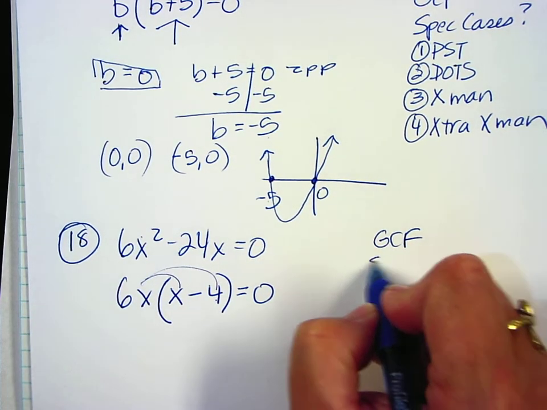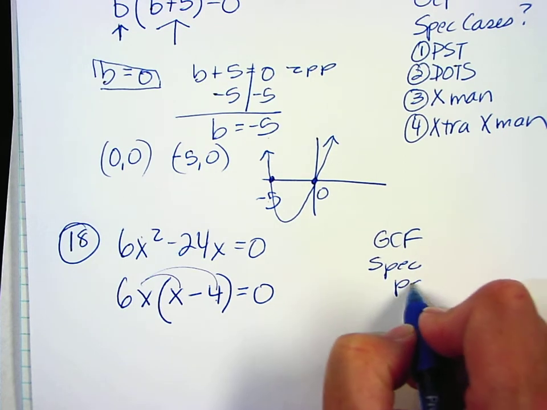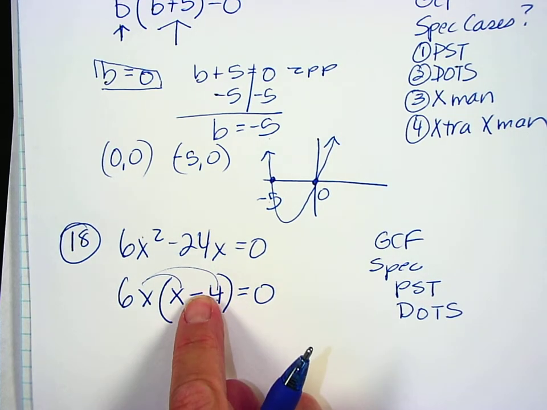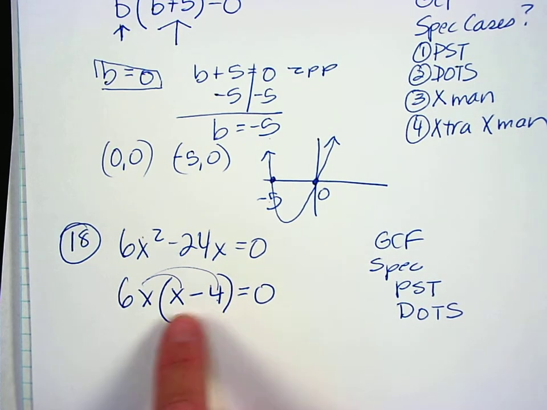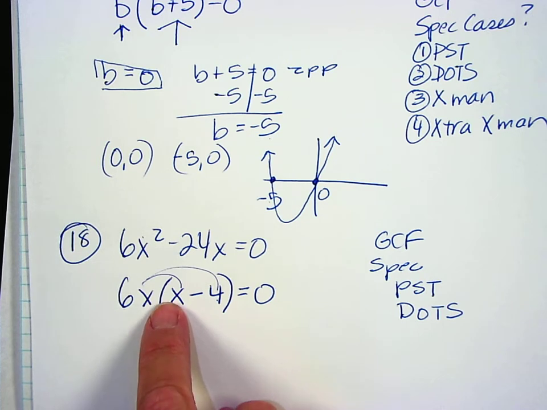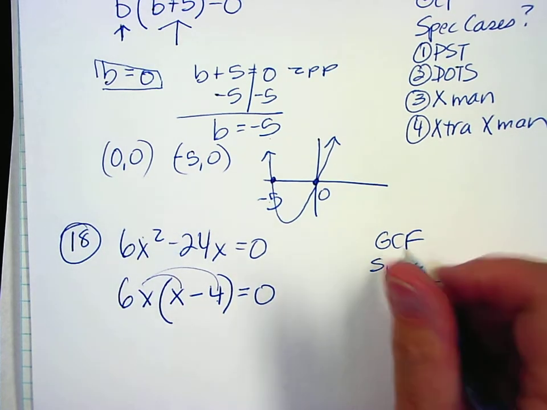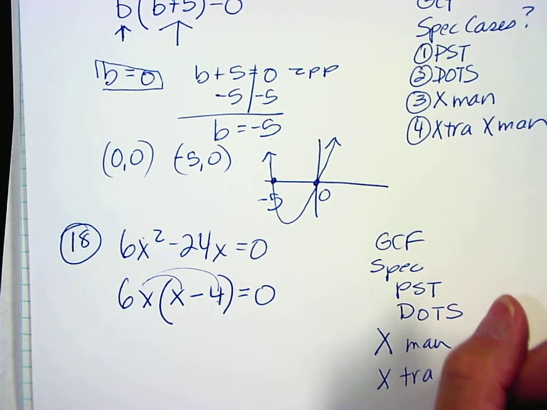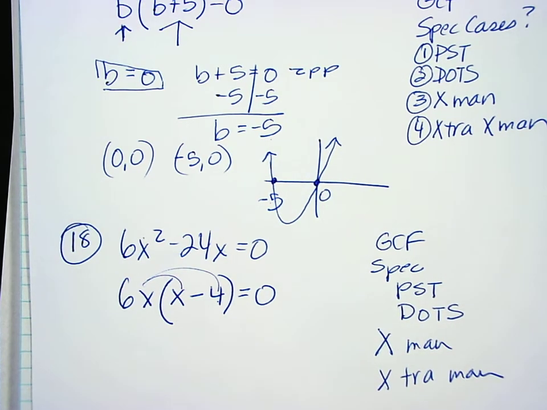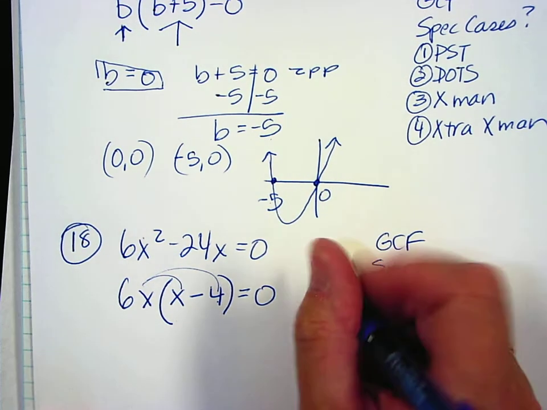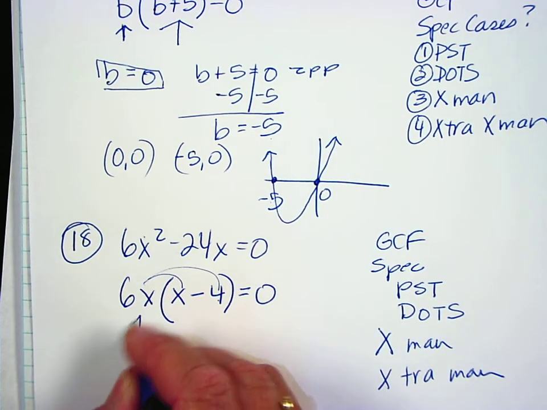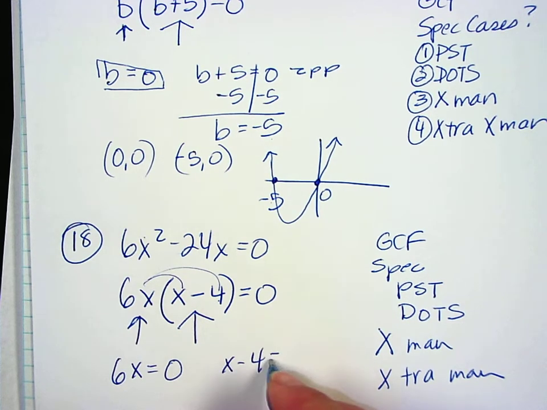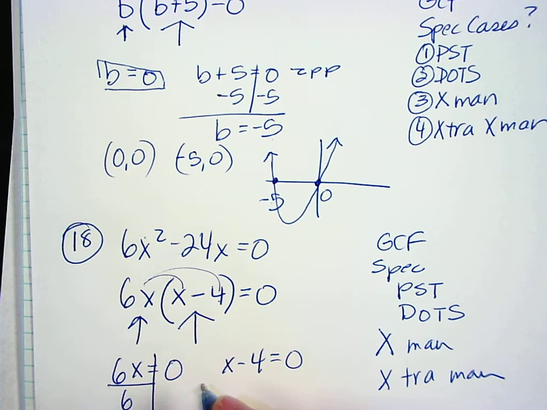Okay. It's not a special case because it's not a PST, it's not a trinomial, and it's not DOTS because it's the difference, but it's not the difference of two squares. 4 is a square number, but x is not a squared number or a squared term, so it's not DOTS, so it's not a special case. I'm not going to use X-man or extra X-man because it's not a trinomial, so I'm done factoring, but now I still have to solve. So I'm going to take each factor containing a variable, set it equal to 0, and then I'm going to solve by isolating the variable.